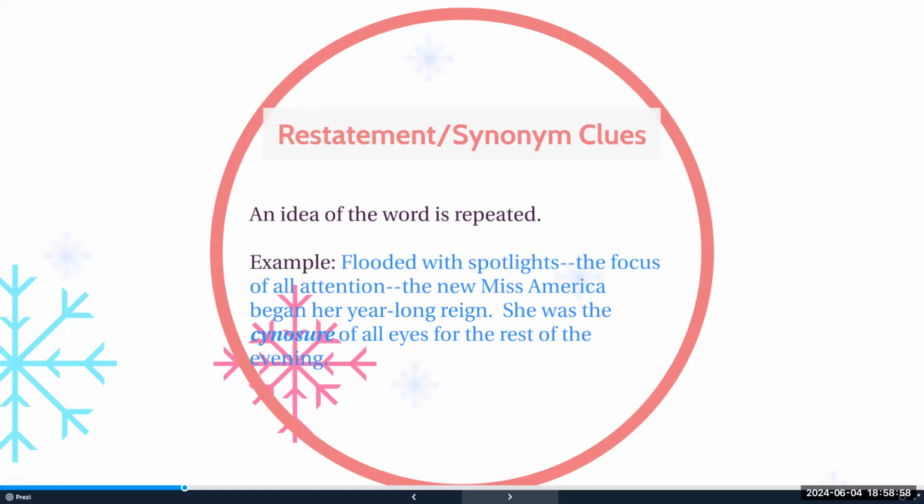That means that the attention was on her the entire evening. We know this because they told us, they repeated that meaning. It's repeated where it says, the focus of all attention. Okay? Do you see it?